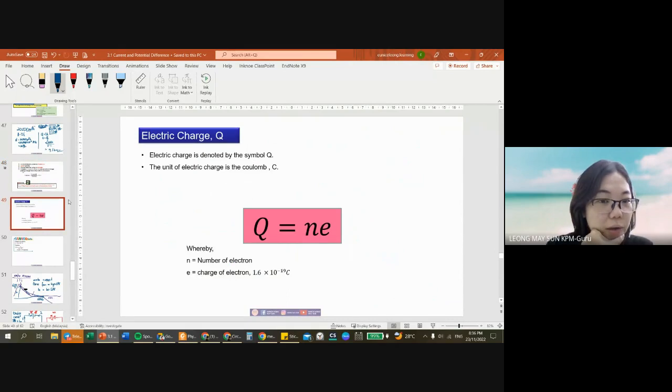Another formula that I want you to write down is this. Again, it's in the standard curriculum, but they didn't put it inside the textbook. Electric charge is denoted by the symbol Q. The unit for electric charge is coulomb. I'm not sure if you learned this in Form 3. The formula is Q equals Ne, whereby N represents the number of electrons, e represents the charge of an electron, which is 1.6 times 10 to the power of negative 19 coulomb. Write down already or screenshot already?